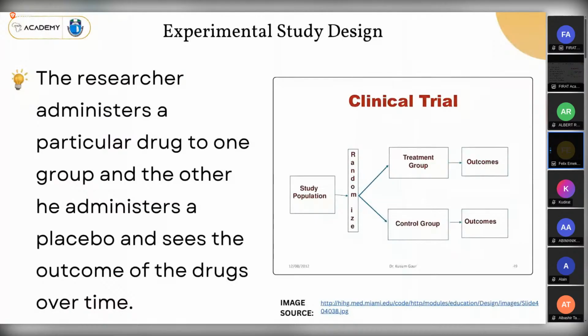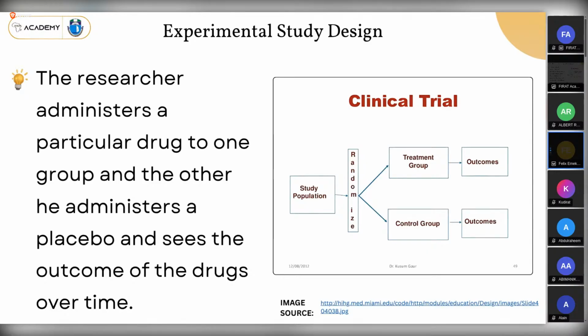So for the experimental study design, the standard is usually the randomized control trial. It's a little bit like the cohort study, but this is how it differs. For a cohort study, the exposure leads to an outcome that is damaging. You see, in the cohort study, there is an exposure, and that exposure leads to an outcome, but that outcome is not a good outcome. It's usually an outcome that is not well received.